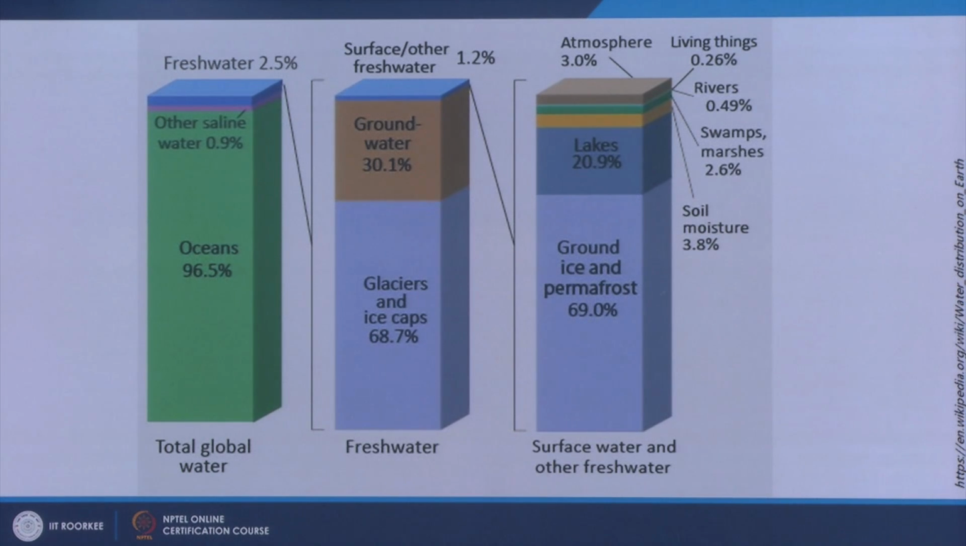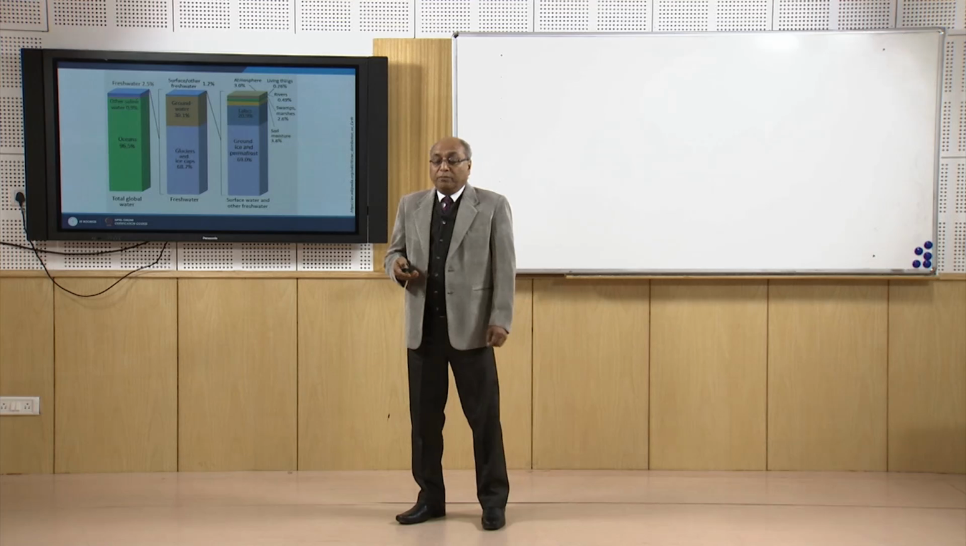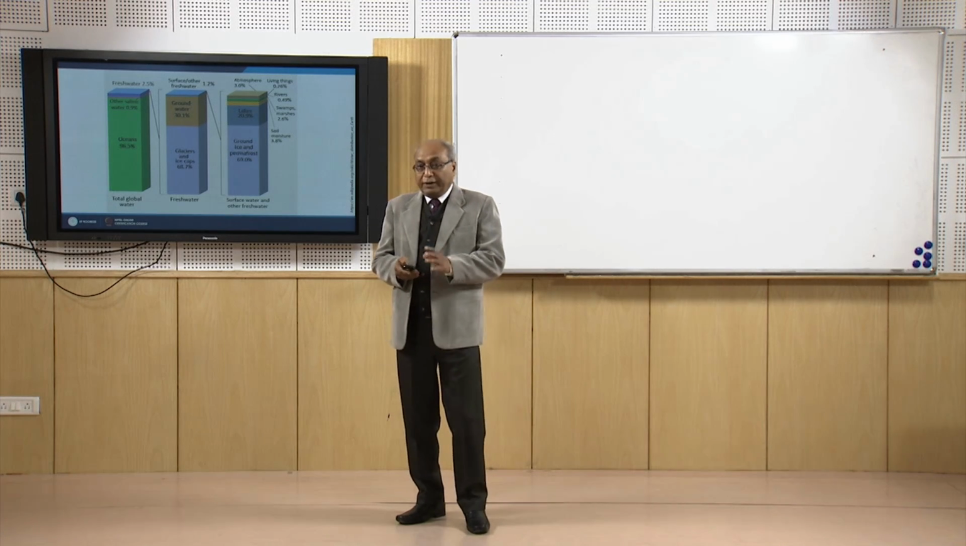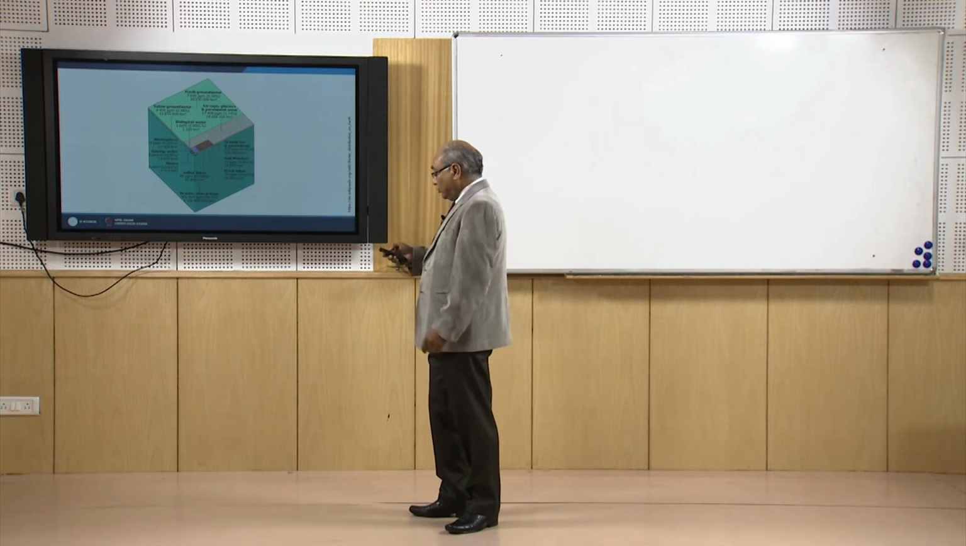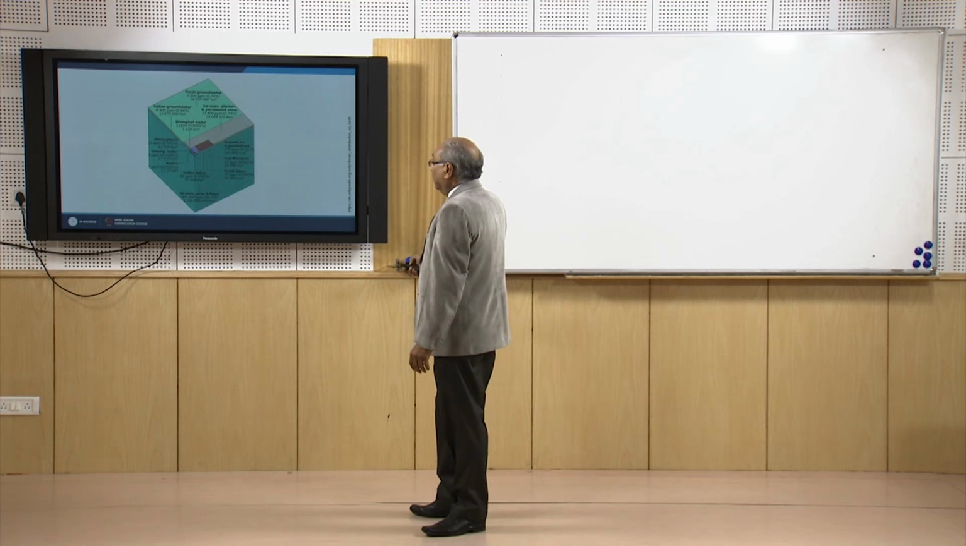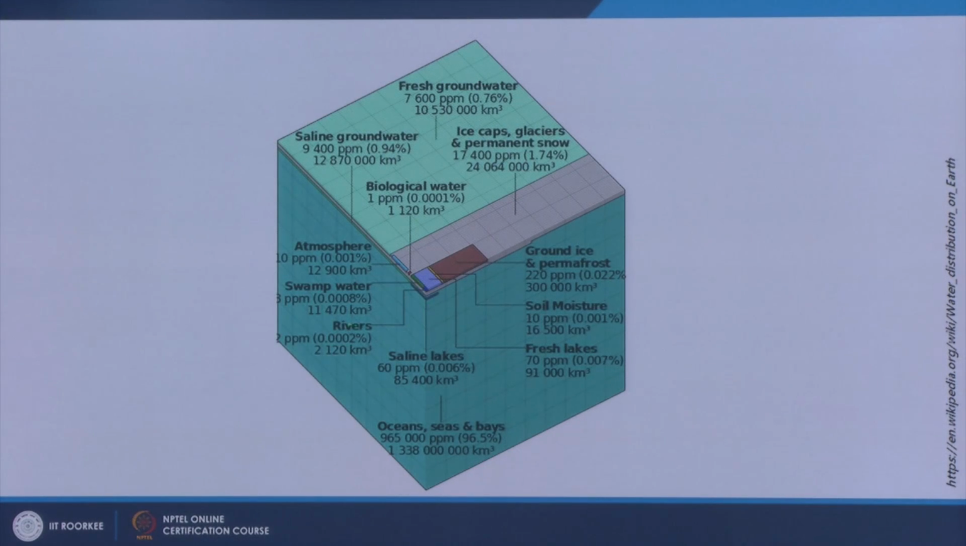So it is a very tiny amount. Out of the 2.5%, only 30% is our groundwater. So replenishment and management of groundwater is very important, and from that point of view we are going to discuss this particular application. You can also see that groundwater, river waters and others are very tiny compared to the seawater or saline water.